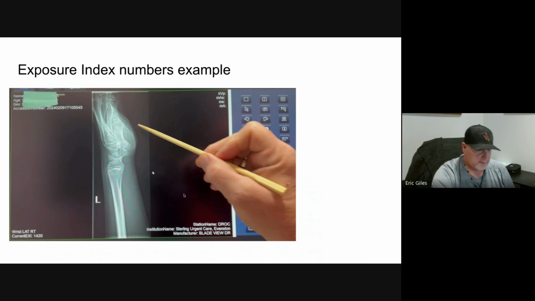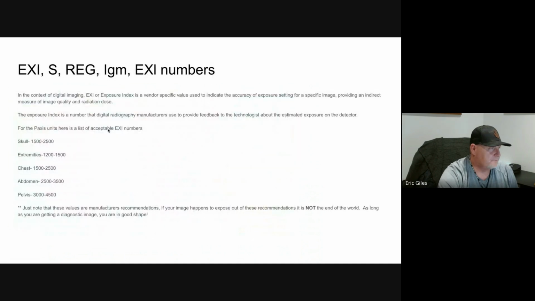All right, so I'm going to take you to the next picture here. When you take an x-ray, at least on the Blade view system, down here on the left bottom, you'll see current EXI, and it gives you a number. That's what I want to talk about. Depending on the vendor of the machine that you're using, they're going to use different acronyms. EXI is the Blade view one, and that means exposure index. I'm not sure what the S or the REG means, but those are different numbers for different vendors.